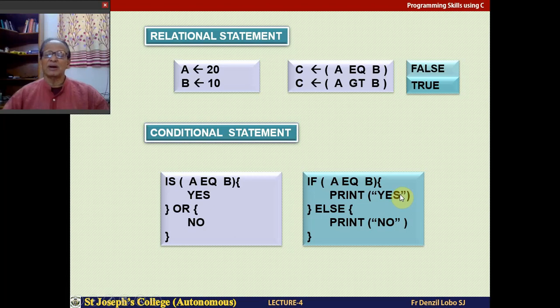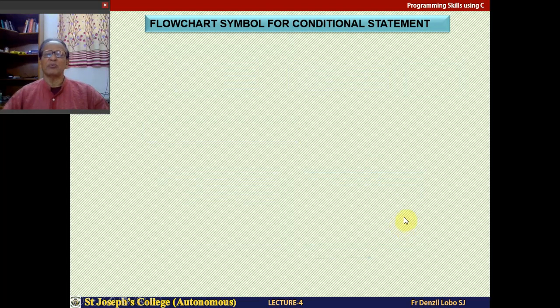So this is how a conditional statement is made in my pseudocode. If the relational statement is true, then you do this. If it is not true, you do this other statement. That is what we are going to do.